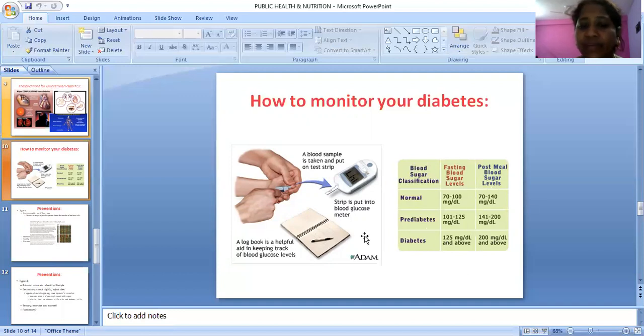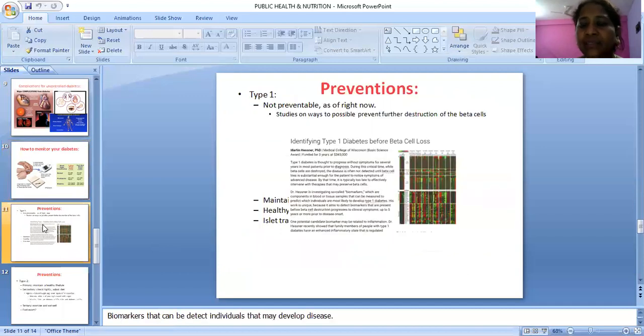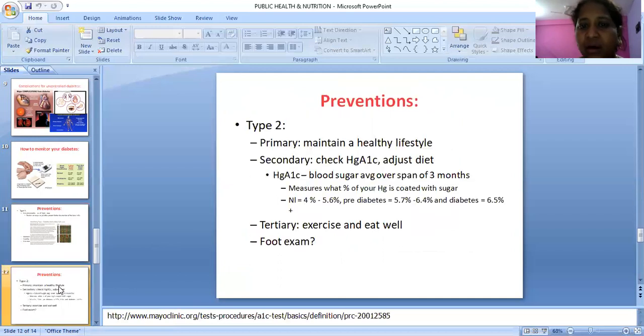Then we have to take this. Next, earlier I have told type 1 diabetes can't be prevented. Next is how to prevent type 2 diabetes. To prevent type 2 diabetes, three levels are there: primary, secondary, tertiary.